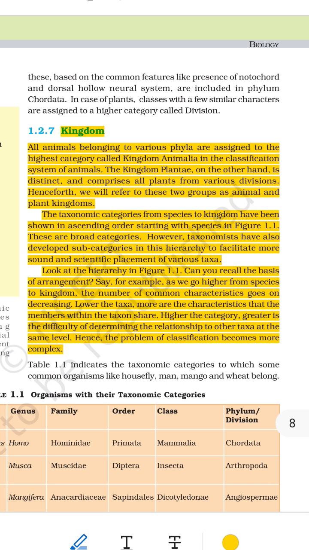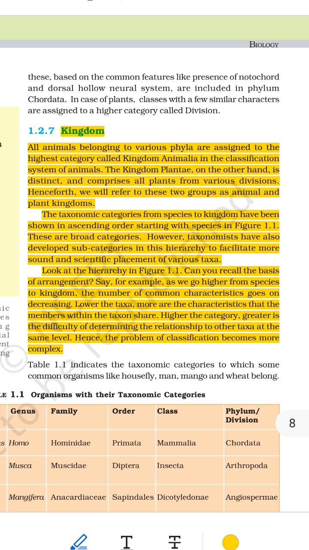What is a kingdom? Line from your book: All animals belonging to various phyla are assigned to the highest category called kingdom Animalia in the classification system of animals. Easiest explanation: think of a kingdom like a giant basket. Inside it, we put all living things in a very basic way. For Animalia, it includes all animals from the smallest insect to the biggest whale.